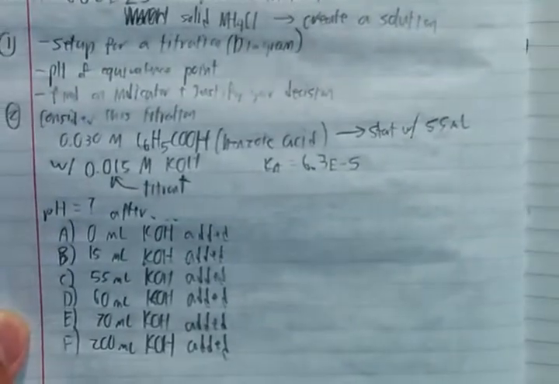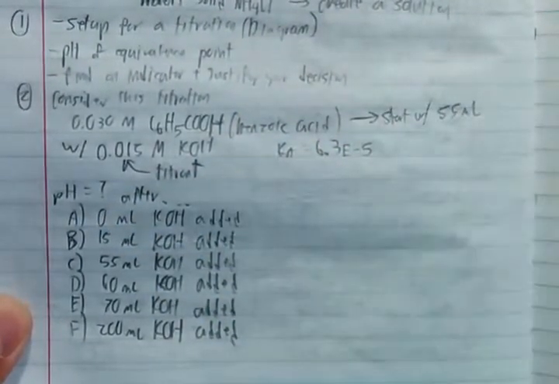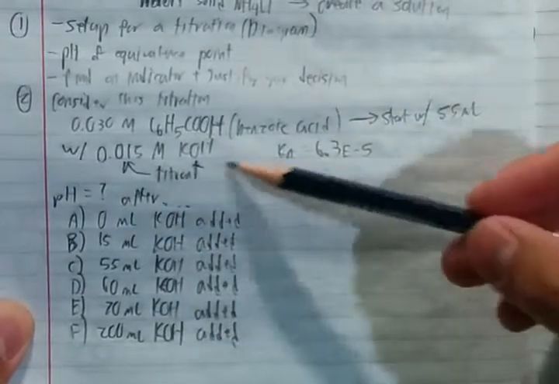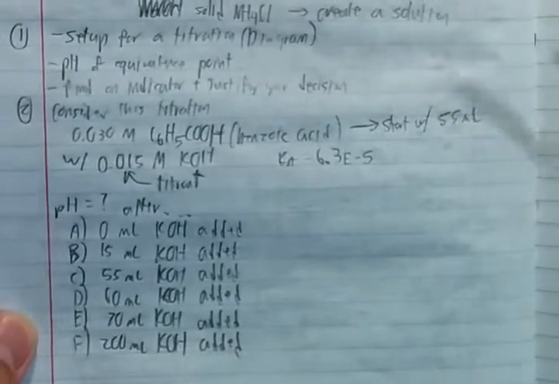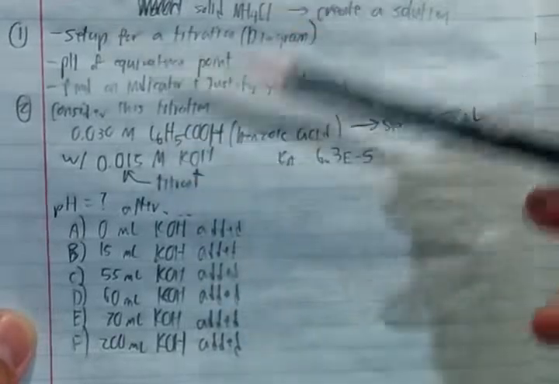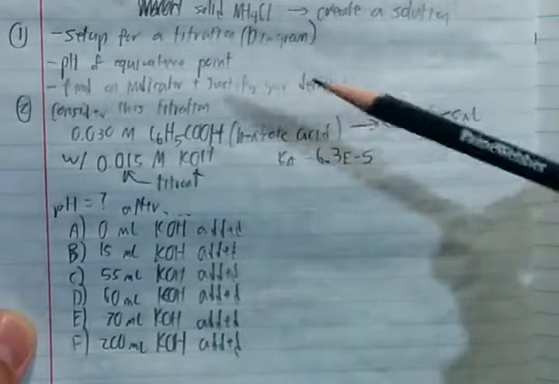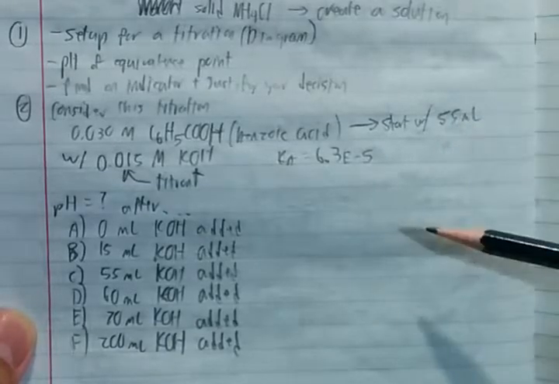In this video I'm gonna be doing this problem. Consider this titration. You could pause and read all of that. So what is the pH after this many milliliters of KOH added? Mr. Pratt didn't give us the starting amount of 0.03 molarity of the benzoic acid, so I'm just gonna start with 55 milliliters because I can.